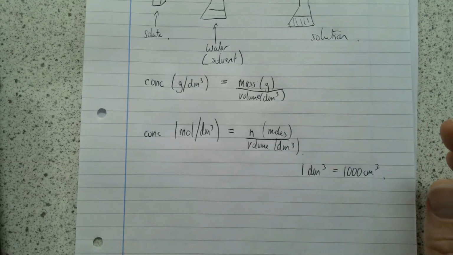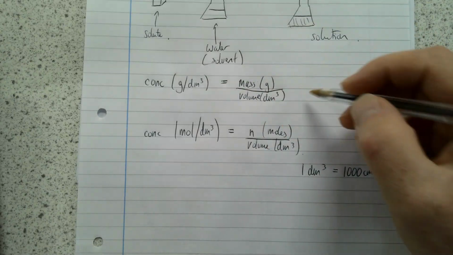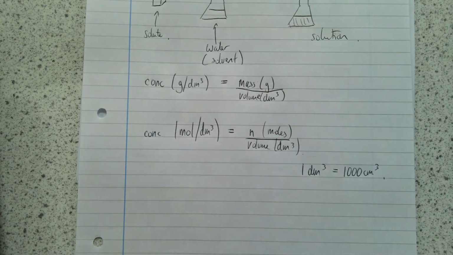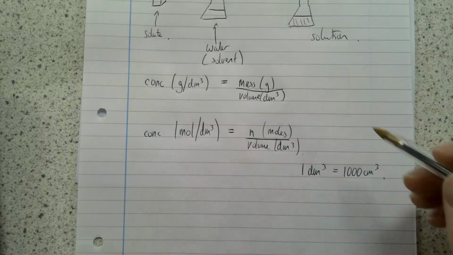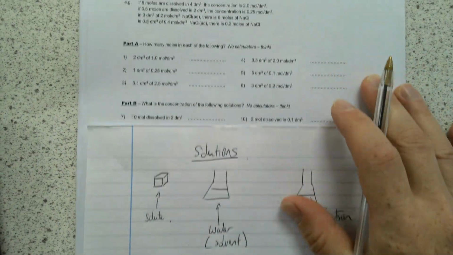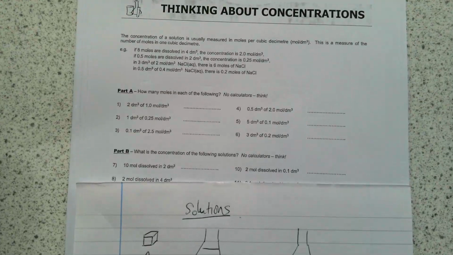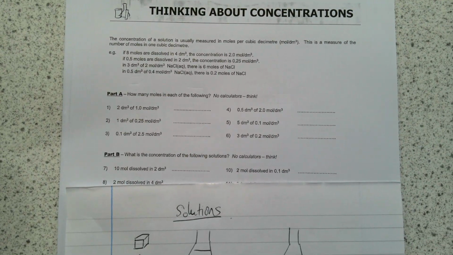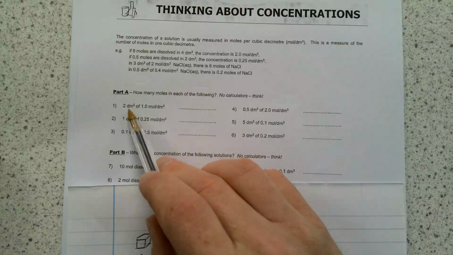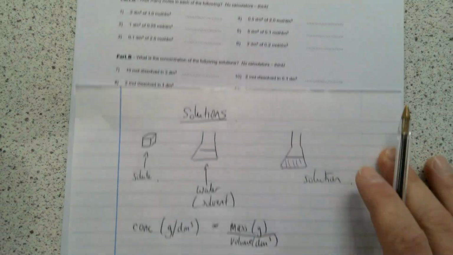So what we're going to do is just think about how we can rearrange those equations and link those equations together by doing some examples. So let's go up to part A in the worksheet and see if you can do it in your head when we do a few of these. But we've been told we've got 2 decimeters cubed, we've got concentration of 1 mole per litre, so we've got to work out how many moles there are.